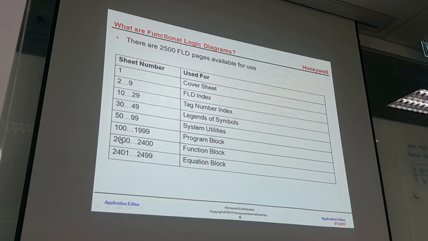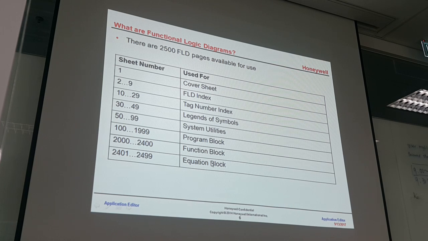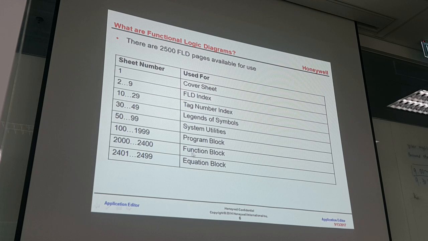And Honeywell advised you to use pages from 2000 to 2499 for the function block and equation block. If you have many function blocks or equation blocks, you can give more pages. And if you have not, you can give less pages.